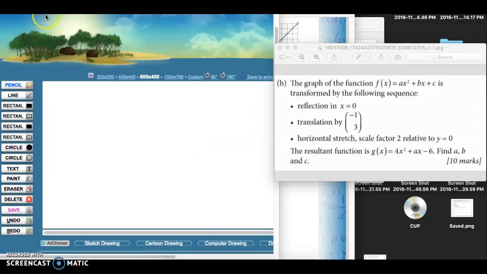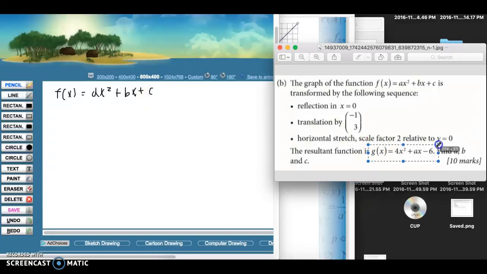Okay, so here's a question about transformations of a function f of x. We have our original function in this form, f of x equals ax squared plus bx plus c. We have to apply a series of transformations to get our resultant function, which is defined as g of x equals 4x squared plus ax minus 6.